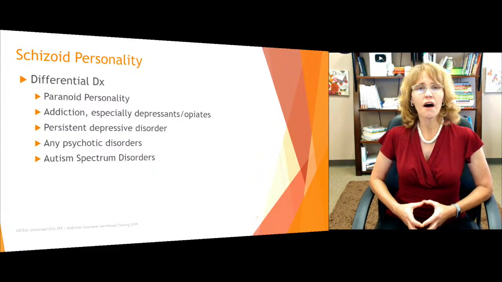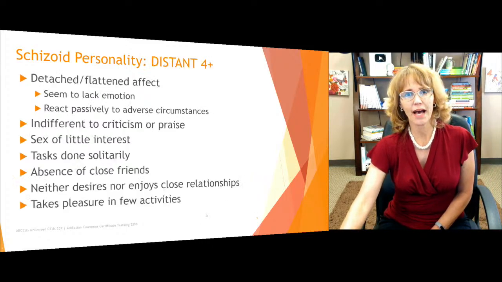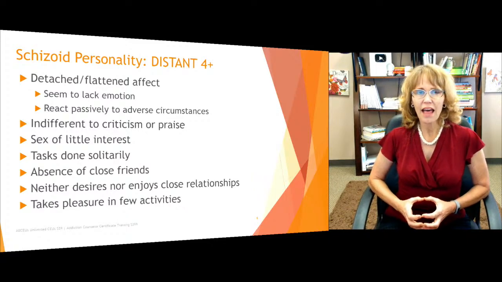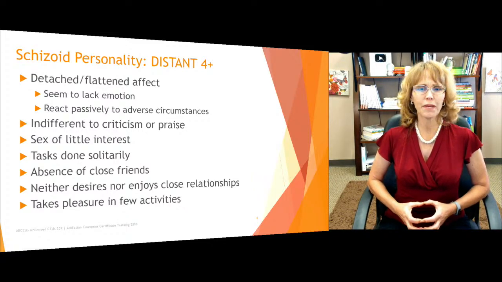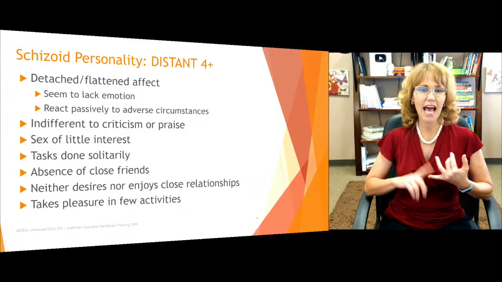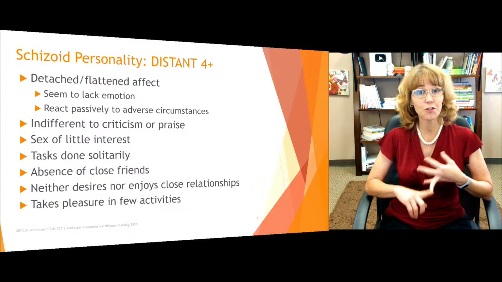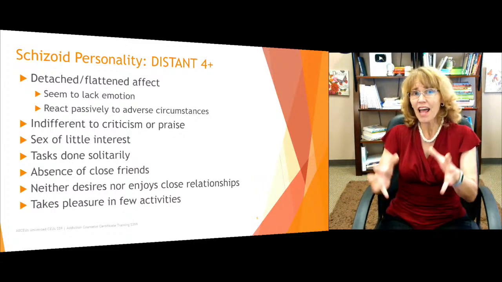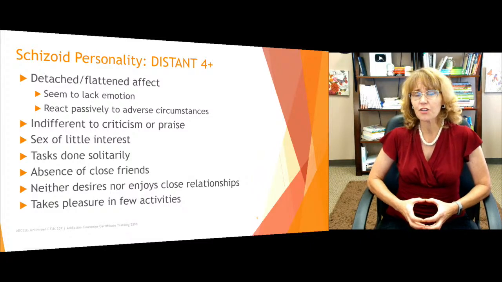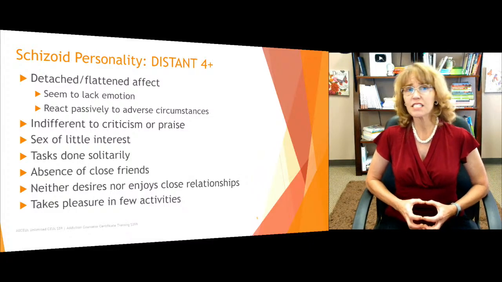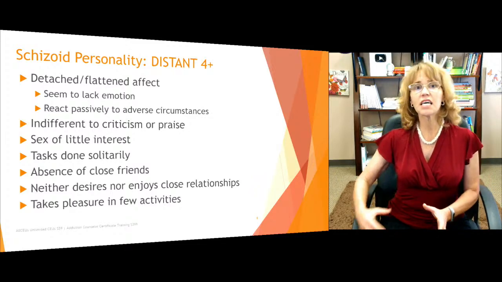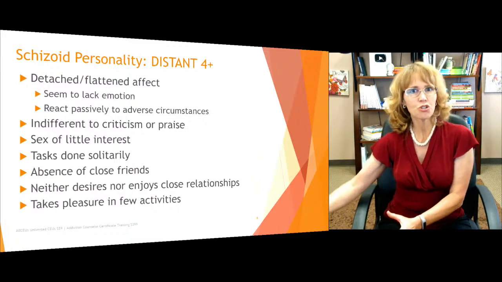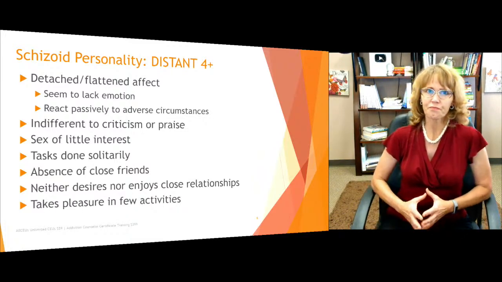People who are on the autism spectrum, going back, may exhibit behaviors that seem to make them appear distant. They want to engage in tasks solitarily. They may have an absence of close friends, detached or flattened affect, indifferent to criticism or praise. There are a lot of characteristics here, so we need to rule out autism spectrum disorders by looking at, does this person meet the additional criteria for autism spectrum?